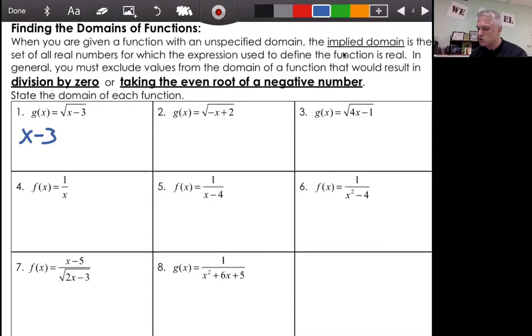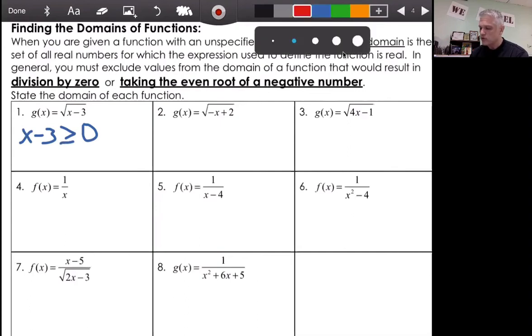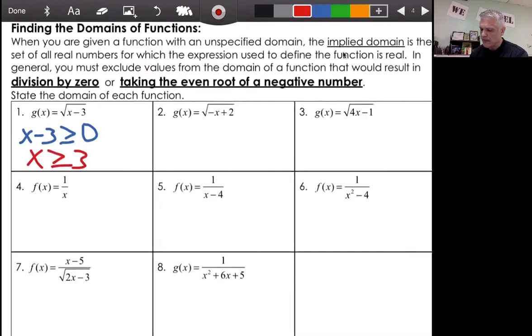So that means it could be positive, which means greater than 0, or it could be 0, because the square root of 0 is 0, and 0 is real. So it's greater than or equal to 0. So now all you need to do is solve for x. I add 3 to both sides, and I get x is greater than or equal to 3. That is my domain. That is just basic notation. That's set notation. That's not interval notation.